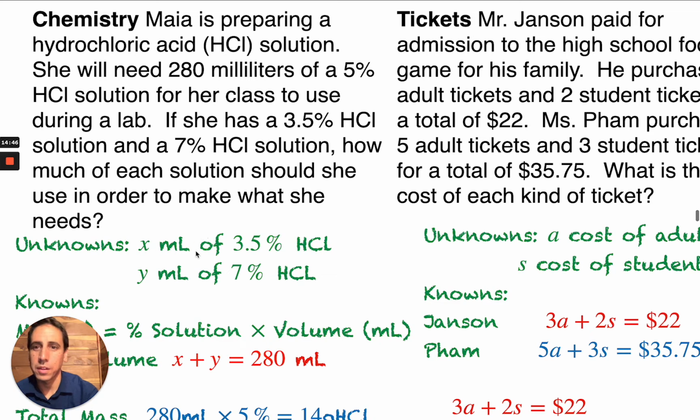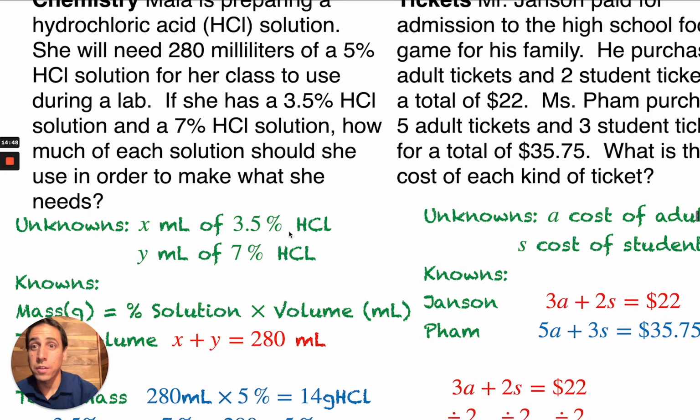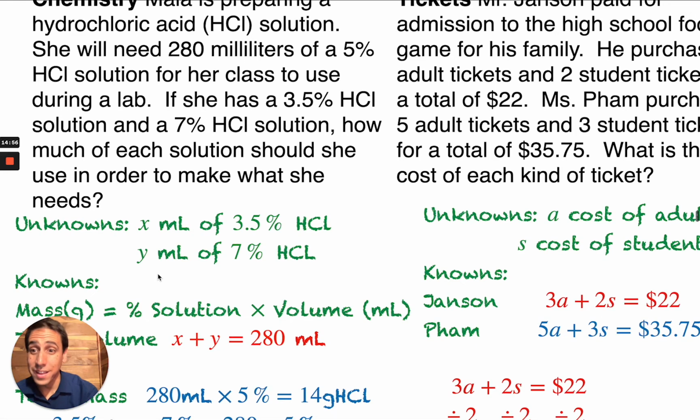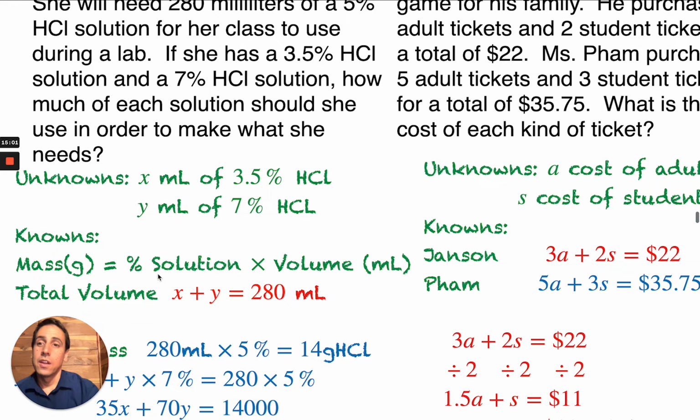We have X milliliters of the first solution, which is 3.5%, and the next one is a 7%. And I'll just call them X and Y. Those are the things we don't know, the things we're looking for. When we find them, the problem is done, and we report the answers. Knowns. Here's what we do know.